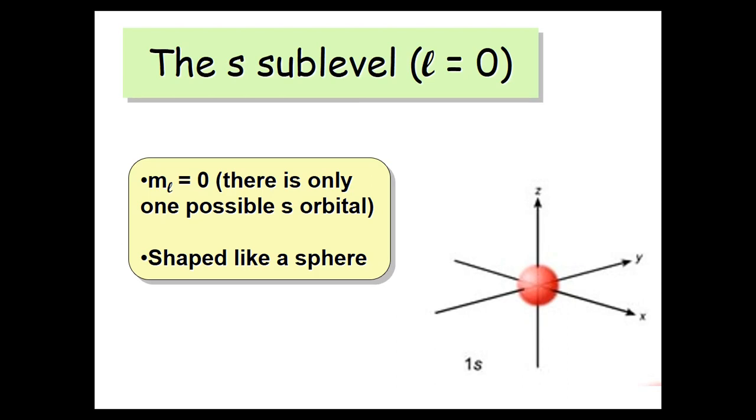So when we have the S sublevel, remember that's going to be a spherical shape. That might be a way to remember the S is the sphere. L is equal to 0. There's only one value for M sub L, as we mentioned on the last slide. So there's only going to be one possible S orbital. So each S sublevel will only have one orbital in that sublevel, which will be that sphere.